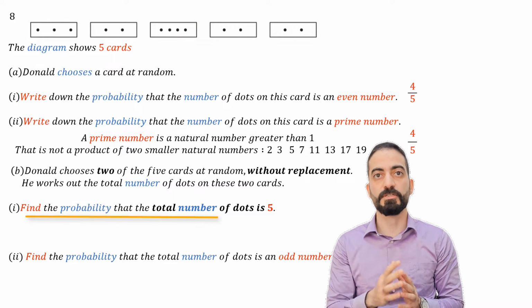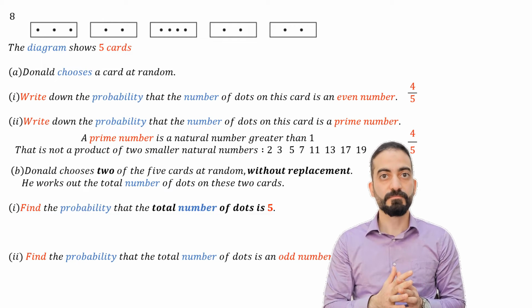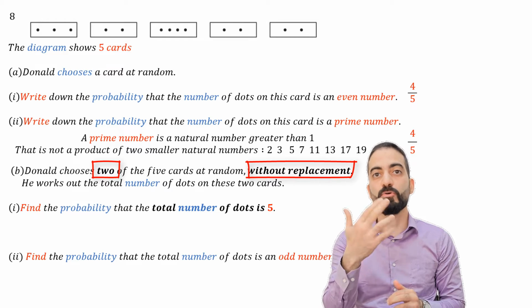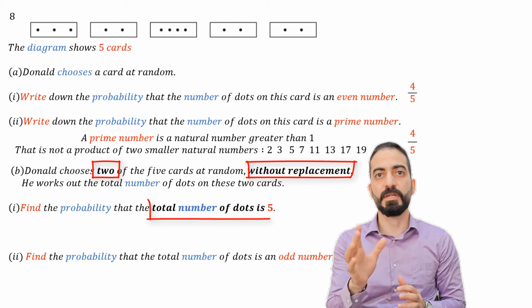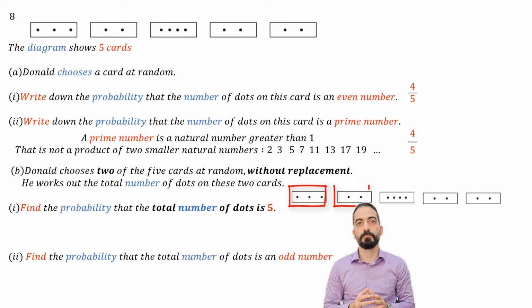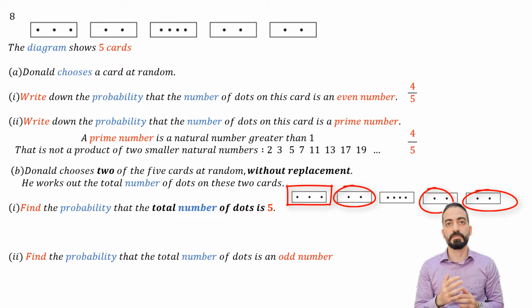We now move to this question. Find the probability that the total number of dots is 5. Here we have 3 conditions: Donald chooses 2 cards, without replacement, and the total number of dots is 5. Here we have 3, 2, and 3 plus 2 equals 5. And here we have 3, 4, and 3 plus 4 is not equal to 5, meaning that Donald must choose a card with 3 dots and a card with 2 dots on it.